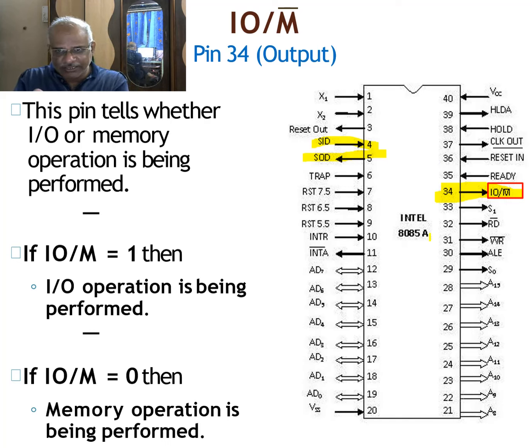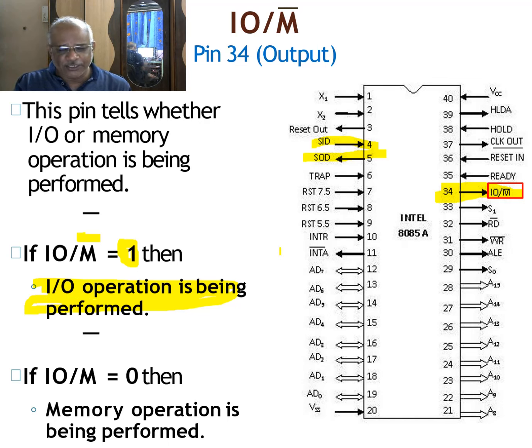Now, once this concept is clear, when the potential at pin number 34 is 1, means 5 volt. Here we have not written the bar, so this is the bar. When the IO oblique M bar pin has voltage 1 or the binary number 1, then the operation is IO related, means whatever address is present on the address bus will be treated as the address of an IO device.